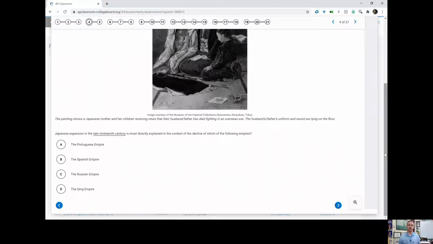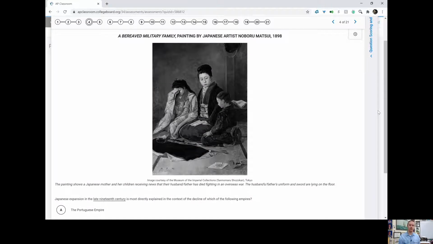I didn't look at the image. I don't need to look at the image. And if you do look at the image, it's only going to give you one piece of information that is helpful, and for me, that's already in the question. That's the date. It also has in the caption that the guy who they're grieving died in an overseas war. Okay, so that tells me almost nothing because Japan's an island. So if they're expanding, obviously they're going over sea. So again, hardly useful at all.